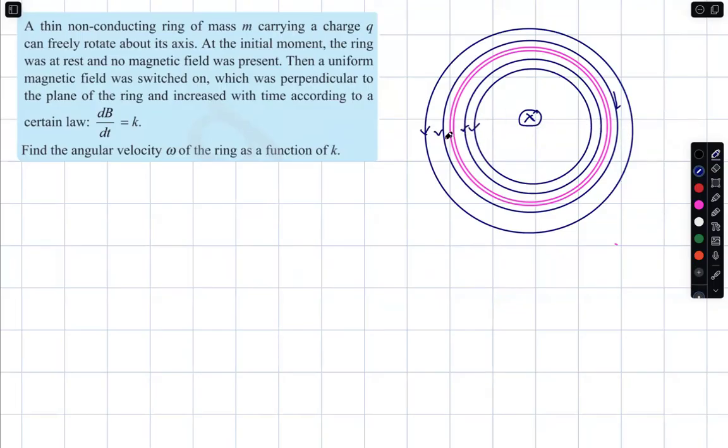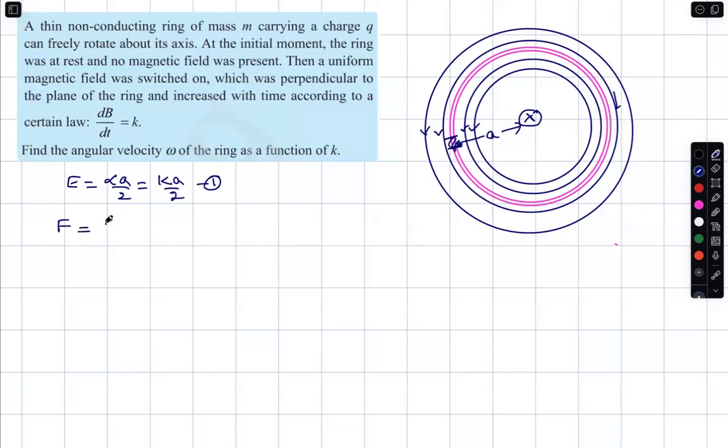Now every element is, say, of radius A. Let us assume that A is the radius. At A you have E given by alpha R by 2. You know this, at every element of the ring. Here alpha refers to K. This is KA by 2. Equation 1.